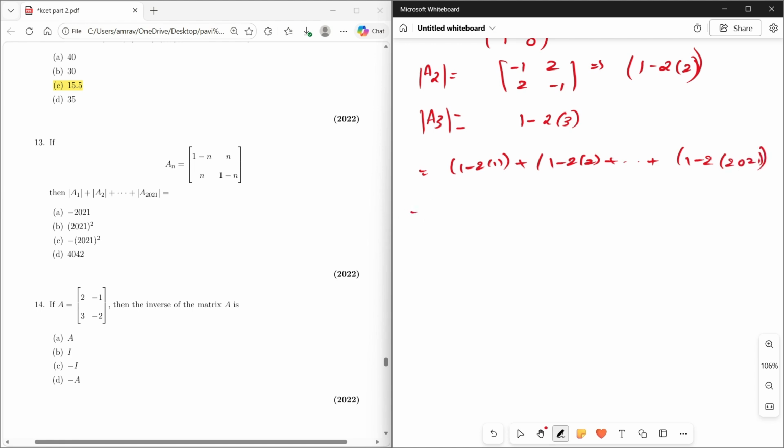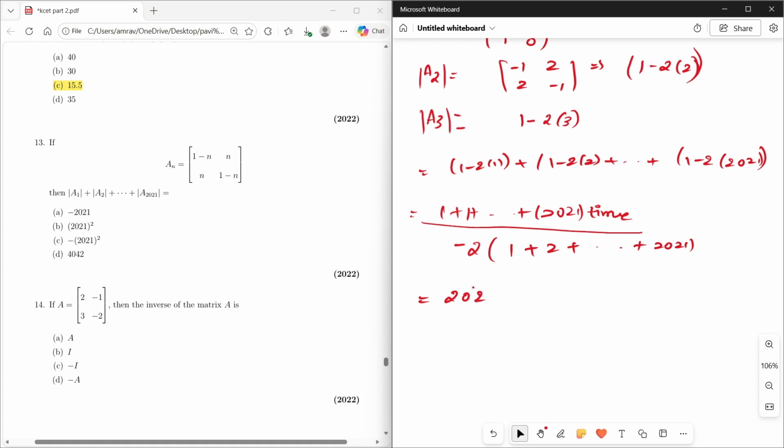Okay, the last term. Now what we will do, we will separate these terms: 1 plus 1 plus so on up to 2021 times. You're doing it 2021 times. And now take out minus 2 common here, and you again get 1 plus 2 plus so on up to 2021. So now this complete thing will be 2021 minus 2 into, you apply the sum Sn formula.